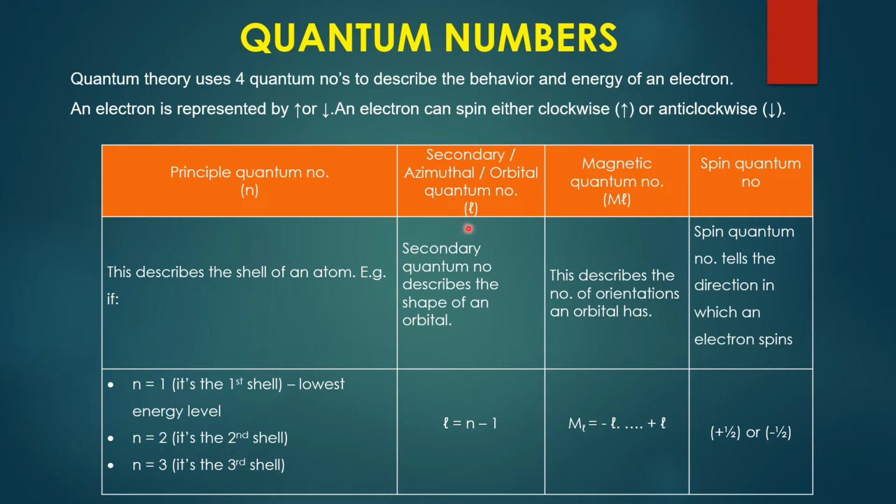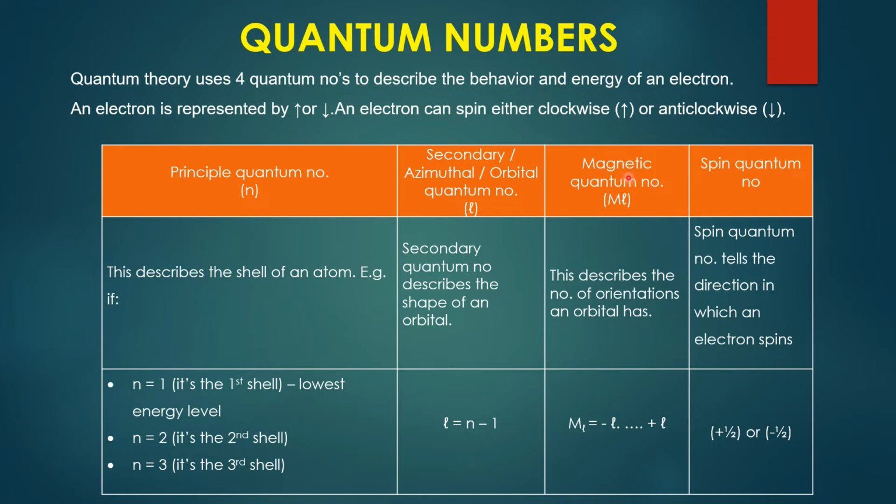Then we go to the secondary quantum number. A secondary quantum number will describe the shape of an orbital. I will come across the word orbital later on. Basically, an orbital is a region in space where electrons are actually found. So to find out how many of each sub-levels are there, we are going to be using a secondary quantum number. So secondary quantum number is equal to principal quantum number minus 1.